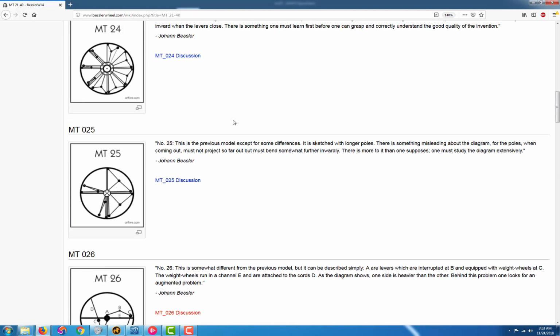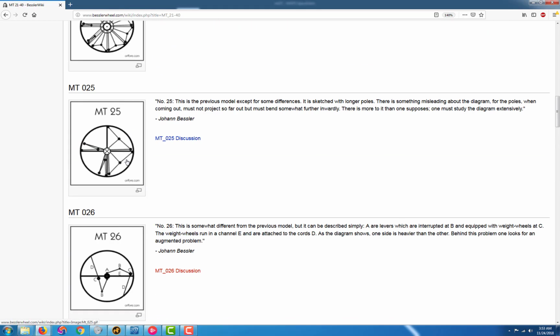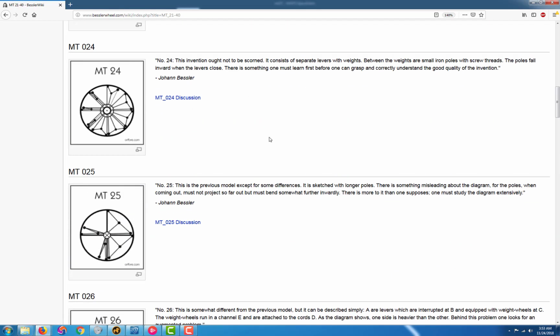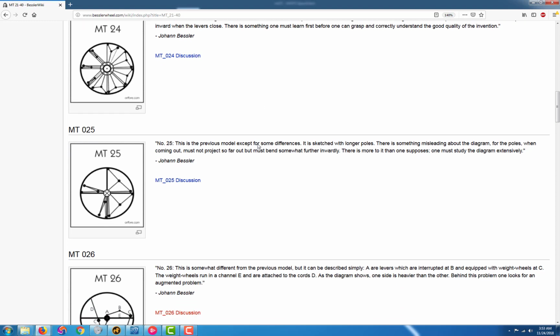let me pull this up, the MT24 and MT25 from all the descriptions that Bessler did. He kind of was very fond of these two ones, especially MT25.